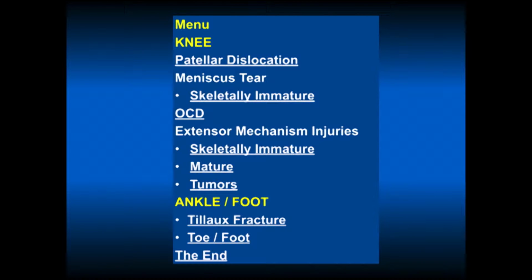This is our menu of what we'll cover: patellar dislocation, skeletally immature meniscus tear, osteochondritis dissecans, extensor mechanism of the knee in the skeletally immature and skeletally mature, and also tumors. In the foot and ankle, we'll talk about toe fractures, skeletally immature distal tibia, and toe in the foot.